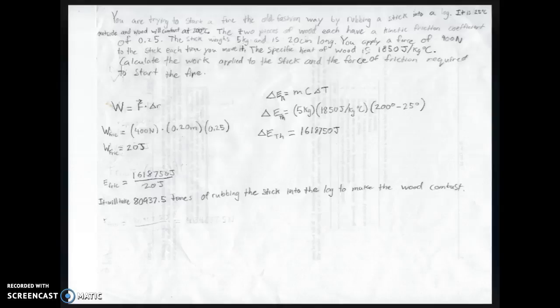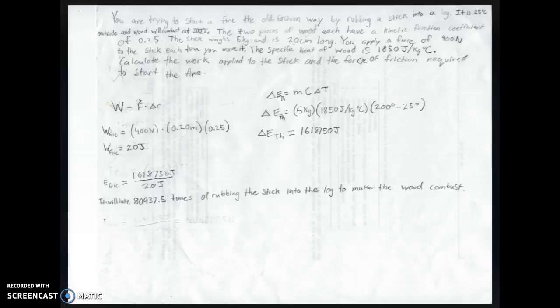The problem we will be solving is you are trying to start a fire with the old-fashioned way by rubbing a stick into a log. It is 25 degrees Celsius outside and the wood will combust at 200 degrees Celsius. The two pieces of wood each have a kinetic friction coefficient of 0.25. The stick weighs 5 kilograms and is 20 centimeters long. You apply a force of 400 newtons to the stick each time you move it. The specific heat of wood is 1,850 joules per kilogram times degrees Celsius. Calculate the work applied to the stick and the force of friction required to start the fire.